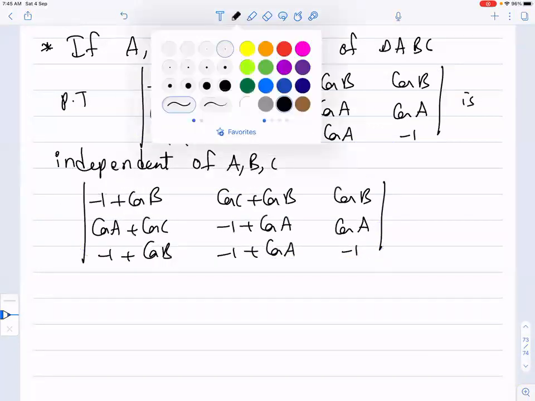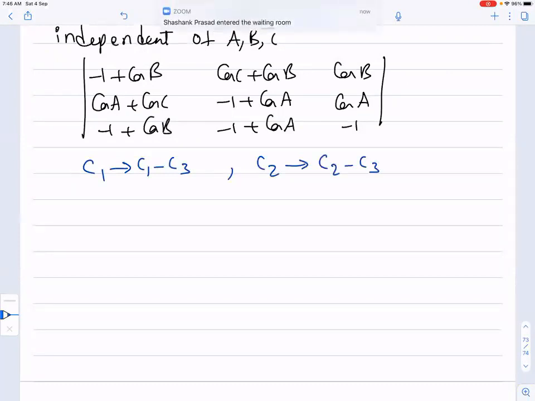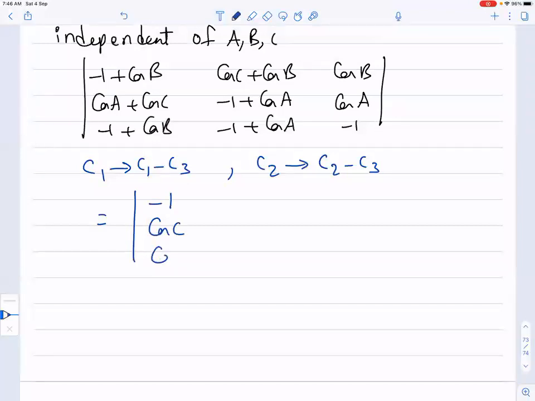In this, I'm going to apply C1 goes to C1 minus C3, C2 goes to C2 minus C3. Okay. So what does it give? Minus 1, cos c, cos b. In this, cos b will be gone, cos c will remain. In this, minus 1 will remain, and cos a will remain. Cos b, cos a, minus 1. Correct? Now, this is like a symmetric one only.